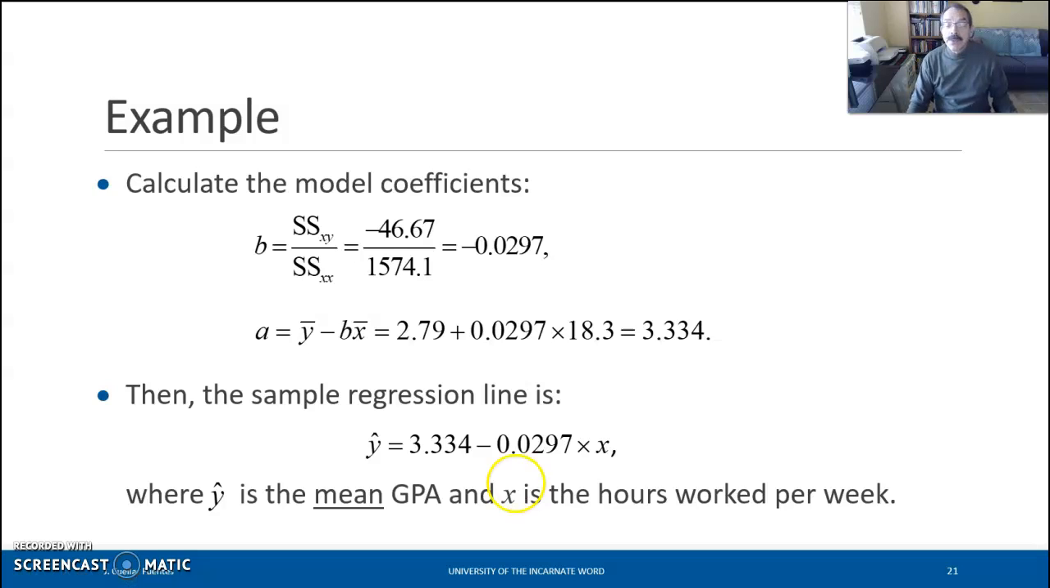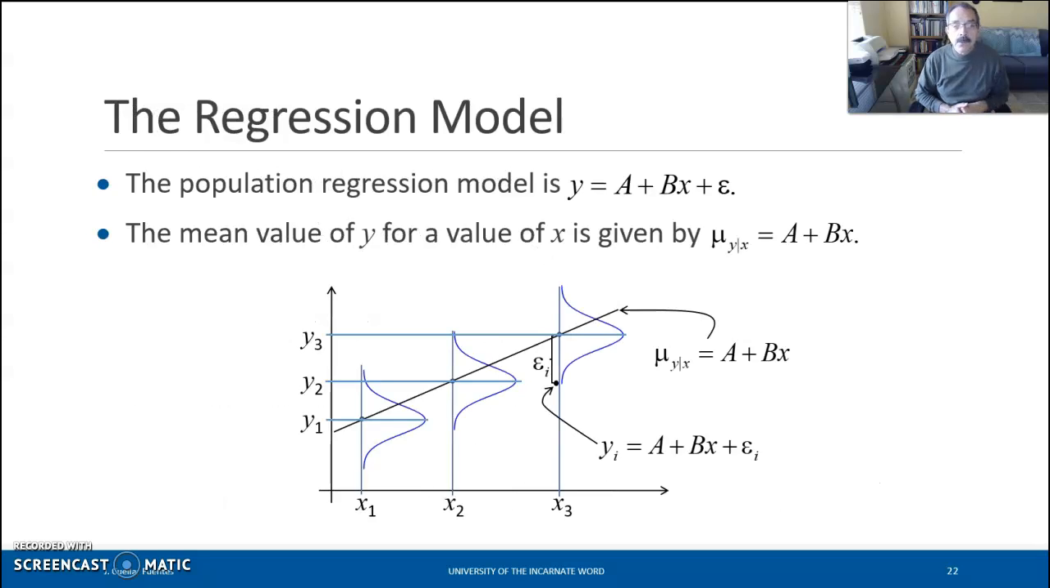So this is how we calculate the estimates of the intercept and the slope using what is called the least squares method, because we minimize the distances from the residuals to the predicted values. In the next recording, we'll get into more details about the regression model and how we interpret the coefficients in the model. In other words, how we interpret the intercept and how we interpret the slope.